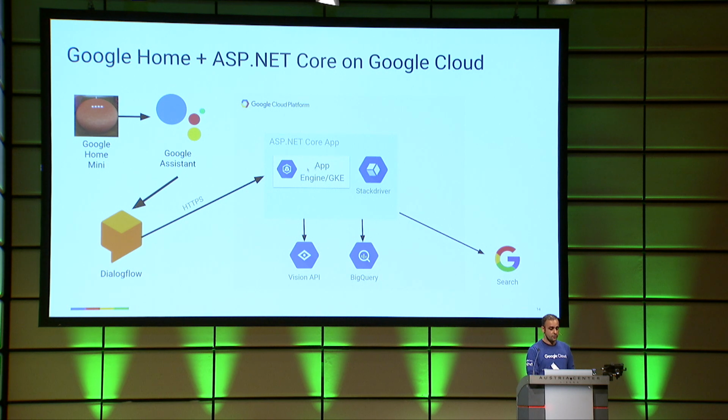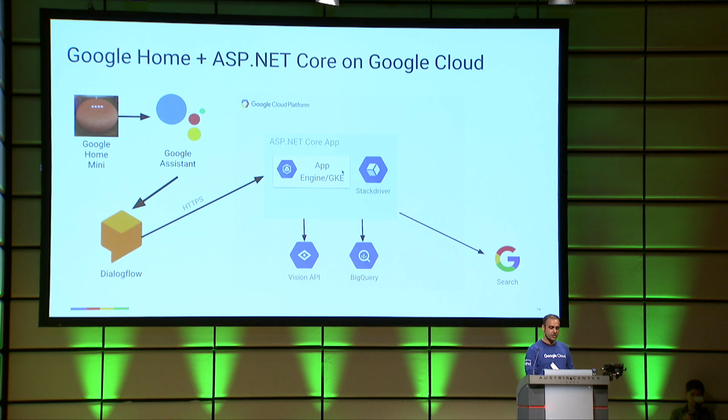It's up to you. I use App Engine because it's easier, but if you are using Kubernetes, you can also deploy it there. And then this container will make a call to Vision API. It's a machine learning API for some machine learning that I'm going to show you. It also uses BigQuery to do some big data analysis. And it uses Stackdriver, which is Google Cloud's monitoring, debugging, logging tool.